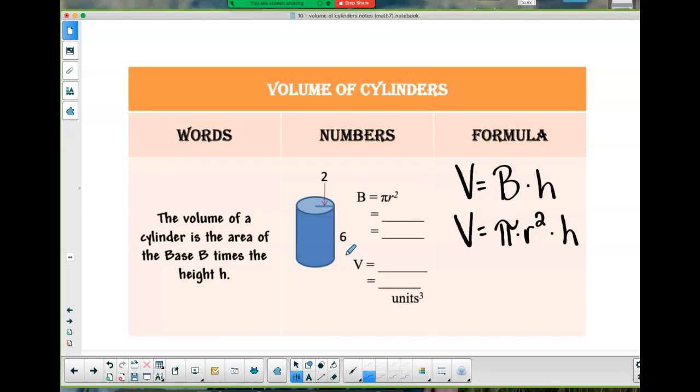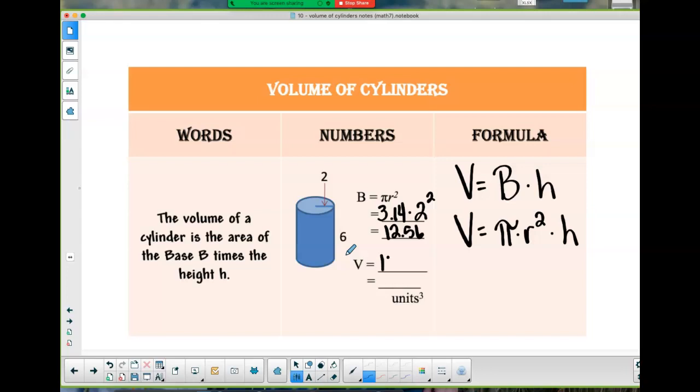So the first thing we need to do is find the area of the circle. If I look at this example in the middle, pi times radius squared, I'm going to do 3.14 times the radius here, 2 squared. What does 2 squared mean? 2 times itself. So 2 times 2 is 4. 4 times 3.14 is 12.56. Don't round that yet. We're not going to round until the very end.